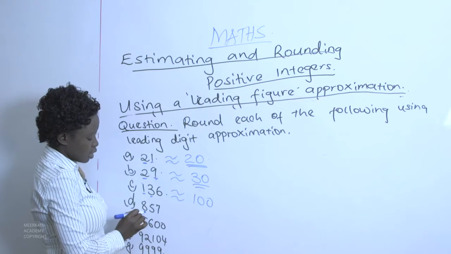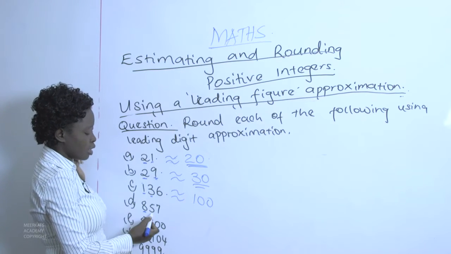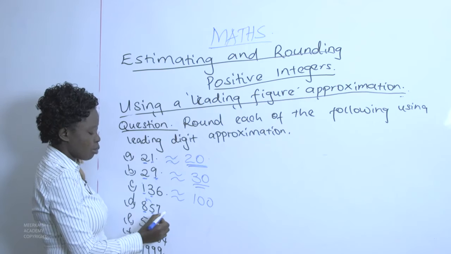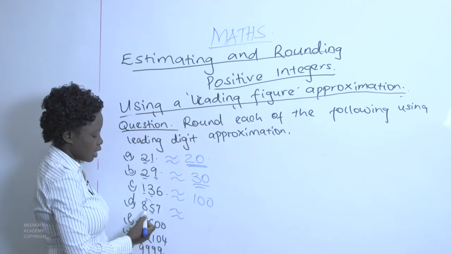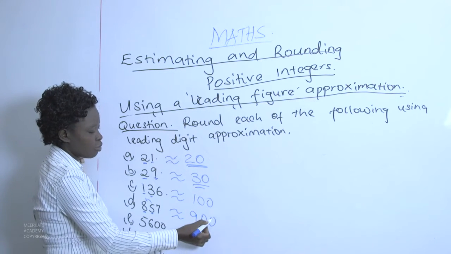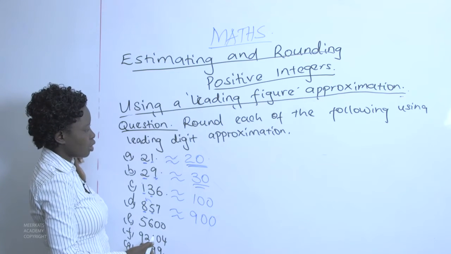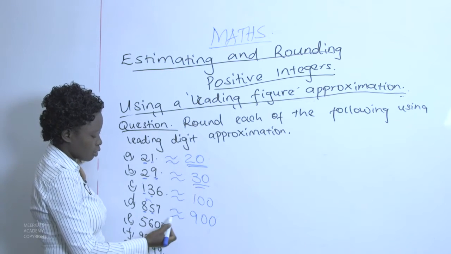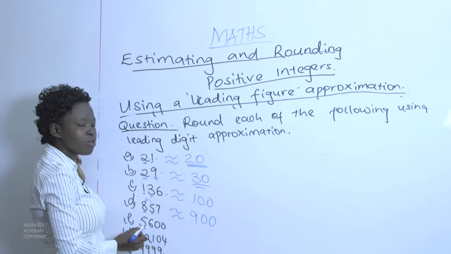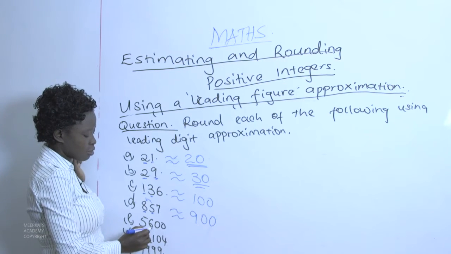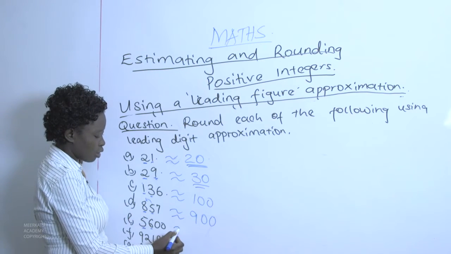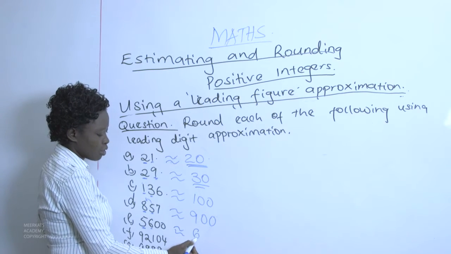Our leading digit in 857 is 8. Check the next digit, we have 5. So 5 rounds our number up. So it means 8 being rounded up, I'll get 9. So when 857 is rounded using the leading digit approximation, we get 900. Then 5,600: our leading digit in this case is 5. Then the next number is 6. 6 is a digit that is more than 5. So rounding this, it will round it up to make 6,000.